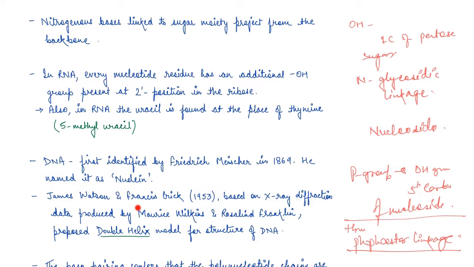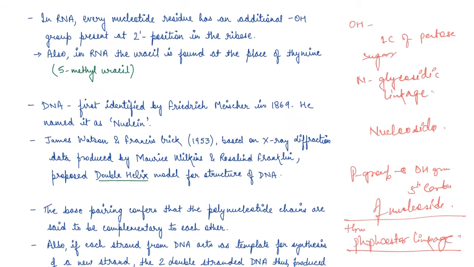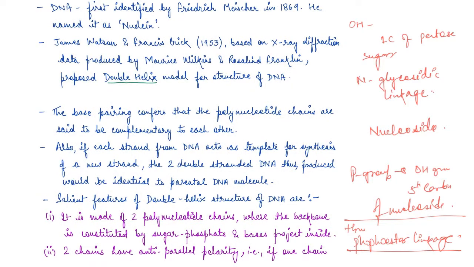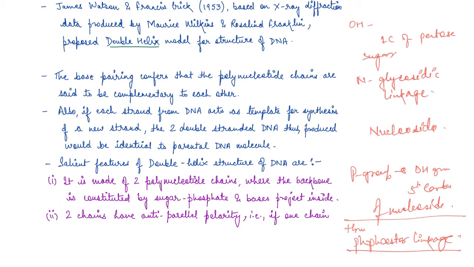James Watson and Francis Crick, these names are very important because they gave the 3D model of DNA, the Watson and Crick model. Based on X-ray diffraction data produced by Maurice Wilkins and Rosalind Franklin, they proposed the double helix model for the structure of DNA. So basically they gave the Watson and Crick model of DNA, which was a double helix model, right?